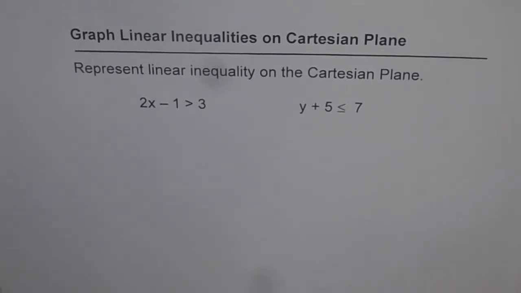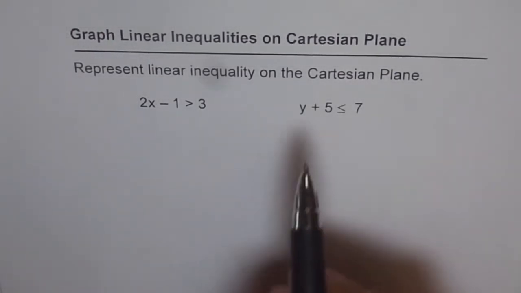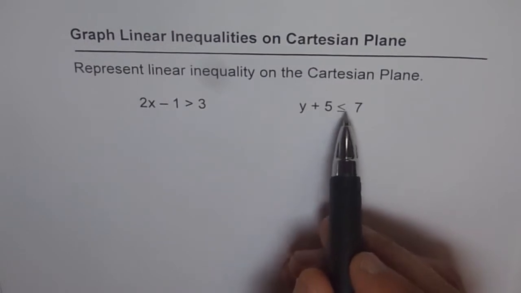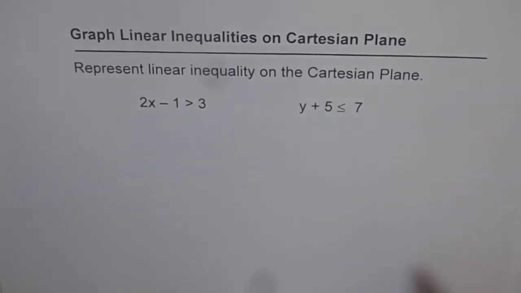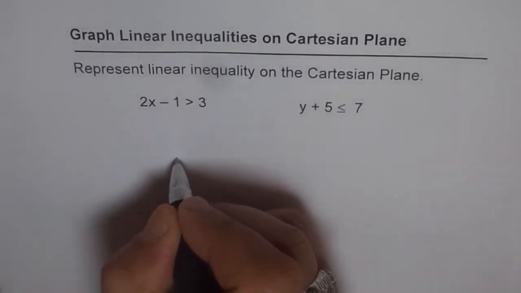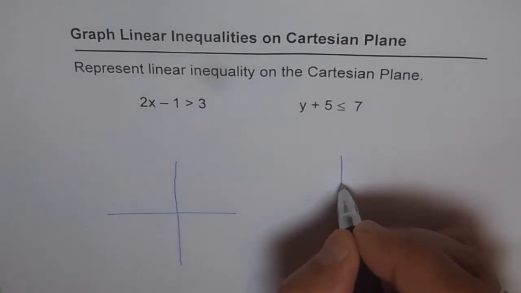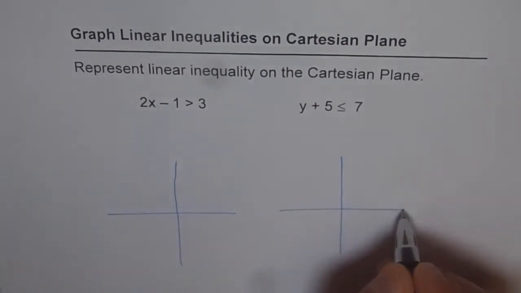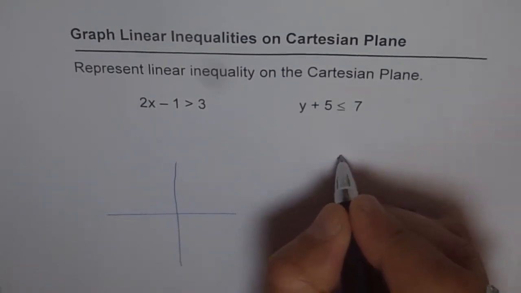So we have two inequalities here. The first one is 2x minus 1 greater than 3. The other one is y plus 5 less than or equal to 7. So we'll do both of them one by one. Let me first make a graph for you, rather the Cartesian plane represented by the x and y axes, correct? So this is the x-axis and that is the y-axis.